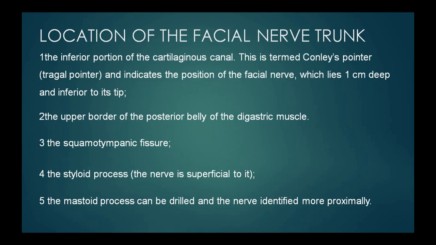So there are many landmarks for identifying the facial nerve trunk. So one is the inferior portion of the cartilaginous canal, that is known as Conley's pointer or tragal pointer, and it indicates the position of the facial nerve. The facial nerve usually lies 1 centimeter deep and inferior to the Conley's pointer or tragal pointer. Then the second landmark is upper border of the posterior belly of the digastric muscle. Then third landmark is squamotympanic fissure. And fourth one is the styloid process. The nerve is lying superficial to it. Then if no other methods are present, then mastoid process can be drilled and the nerve can be identified more proximally.